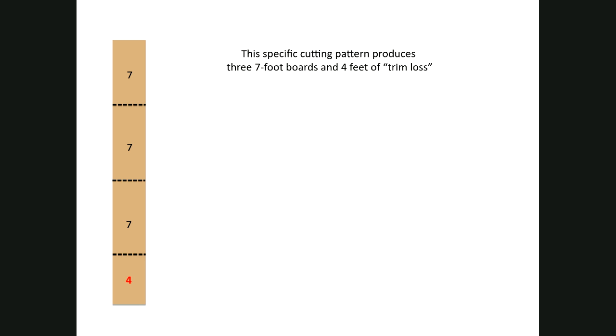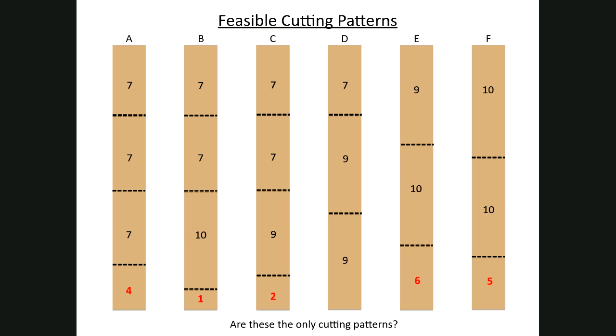This is a problem I wish that you would have a little more time to wrestle with, but let's move on to the next slide and see, well, lo and behold, there's only 6 feasible cutting patterns. And what I'd like for you to do is convince yourself that there's not another possible way to cut these boards. There's 4 ways actually to get 7-foot boards. You can use pattern A, B, C, or D to get a 7-foot board.